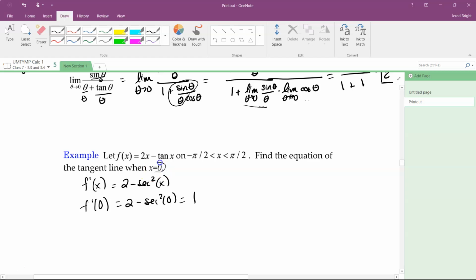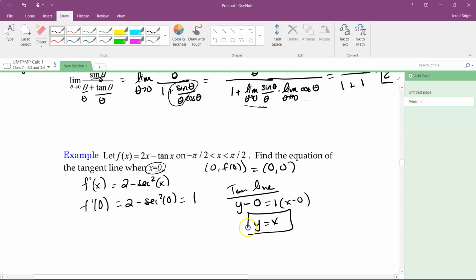Then the last thing I need to do is evaluate my point. So I know that I would have 0 comma f of 0 as my point, 0, and then evaluating you get 0. So pretty boring tangent line, but we would have y minus 0. I'll write this tan line. Y minus 0 is equal to 1, x minus 0. And so just the line y is equal to x.